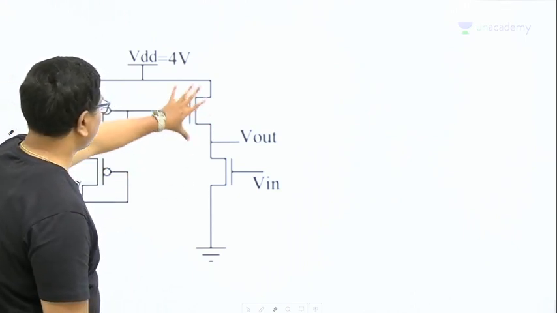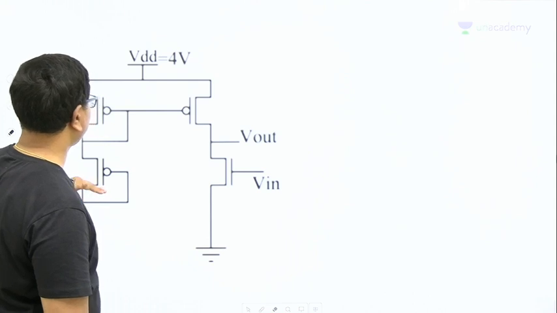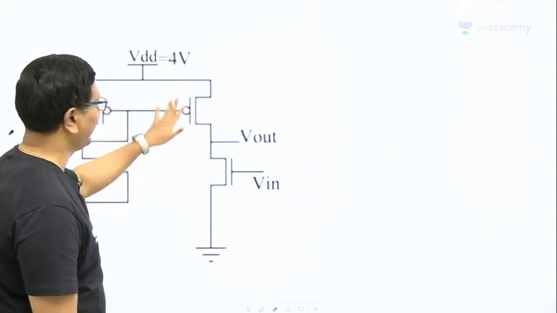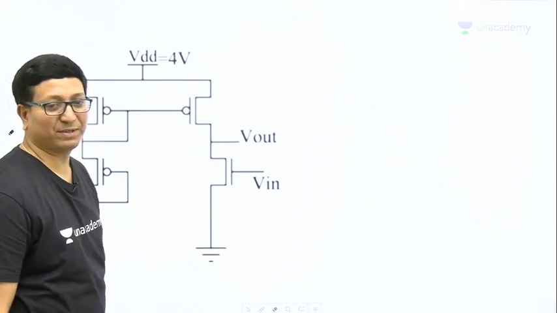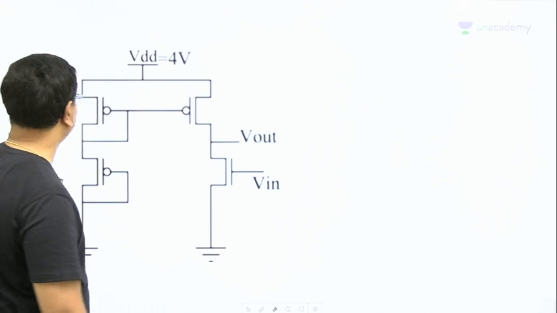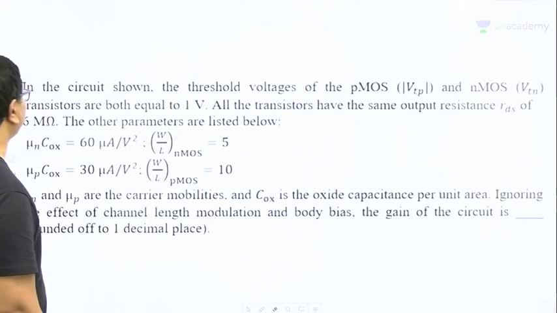So it is actually an active load. These PMOS transistors M1, M2, M3, this combination acts like an active load to this NMOS transistor. Okay, and they are asking us to find the gain of this circuit, and see the data given.